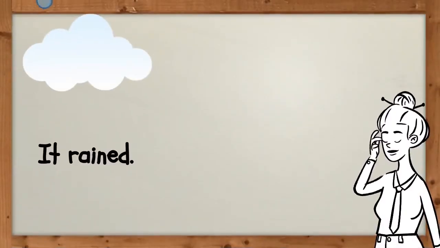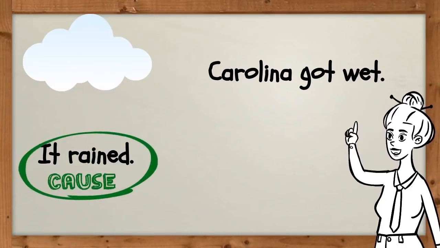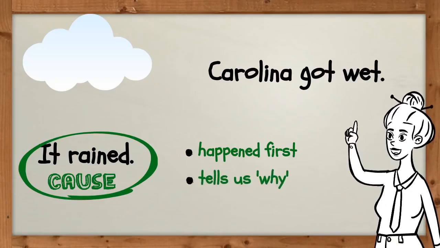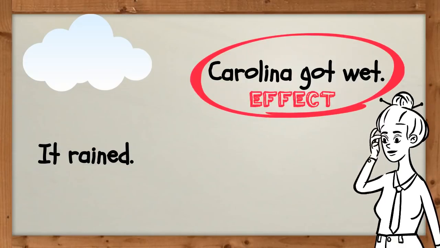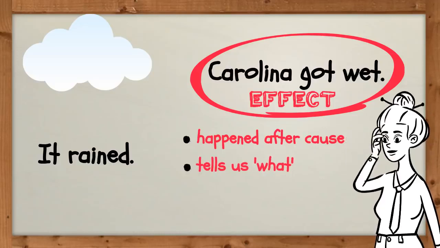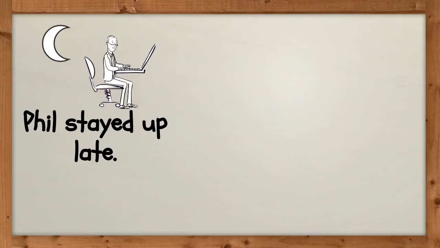It rained. Carolina got wet. It raining is the cause because it must have occurred first, and because it tells us why Carolina got wet. Carolina getting wet is the effect because it had to have happened after the cause, and it tells us what happened.